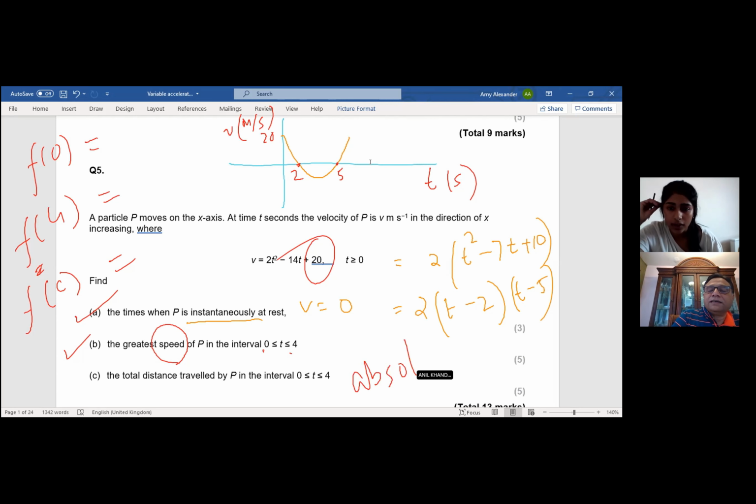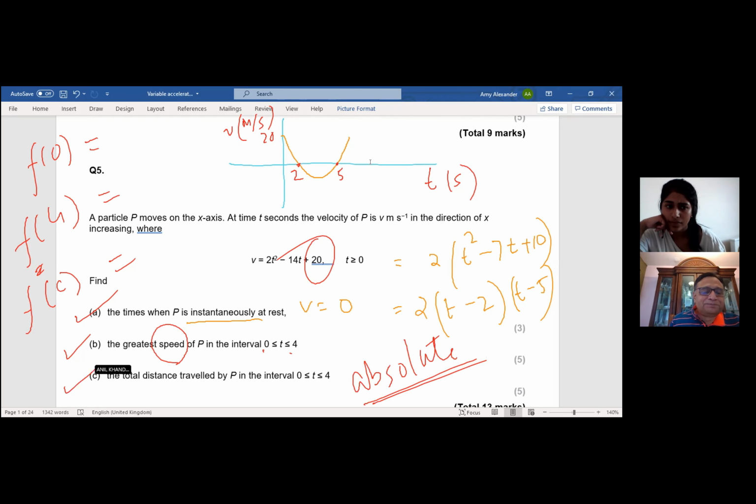Is that okay now? I think that solves many of your issues, why they were going wrong. Do you understand? Absolute function. So make it positive when we are talking about distance. Speed is a scalar quantity. Don't go with the sign. Absolute value. That should help you, right?